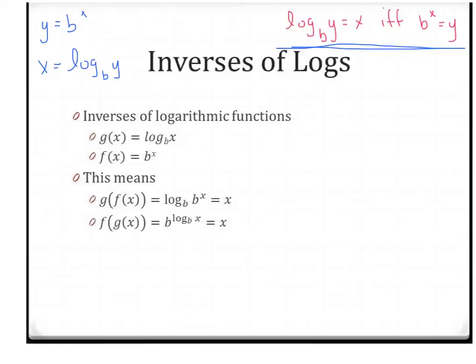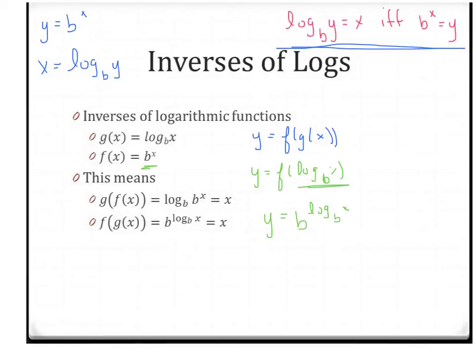If we look at both of these, let's say that y equals f of g of x. We're going to look at the second one first. Remember that we plug in the middle term. So y equals, g of x is log base b of x, and then we're going to evaluate f. Where we see an x, we're going to put all of this. So y equals, here's what f is, b to that whole thing.